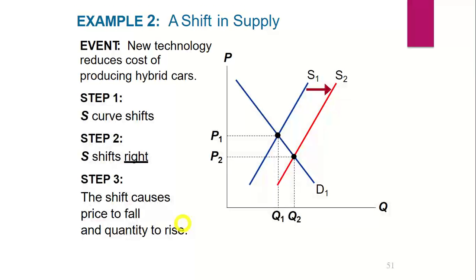Now comes example 2, a shift in supply. The event is new technology reduces the cost of producing hybrid cars, so again it reduces those input costs, so it's less expensive for hybrid car producers to produce more cars as they are making more money. So at the same price they are willing to supply more product.